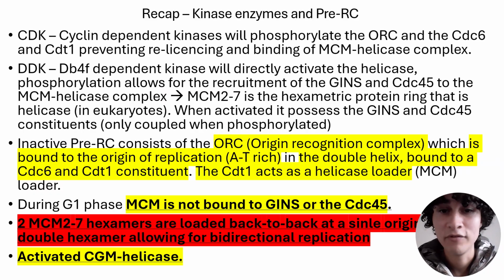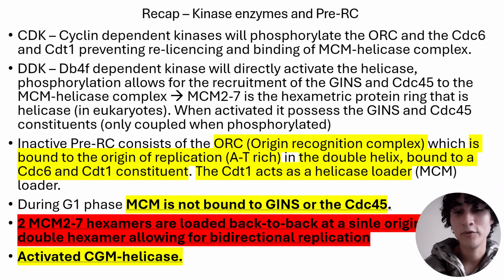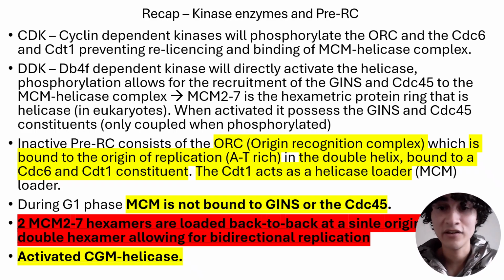Just to recap on the role of these kinase enzymes in this process. The cyclin-dependent kinase phosphorylates the ORC, CDC6 and CDT1 constituents, preventing the relicensing of another MCM helicase complex, or an MCM2-7 dimer. And our D-dependent kinase will directly phosphorylate our helicases. This phosphate coupling allows them to undergo that conformational change, and they can recruit and bind their respective GINS and CDC45 constituents.